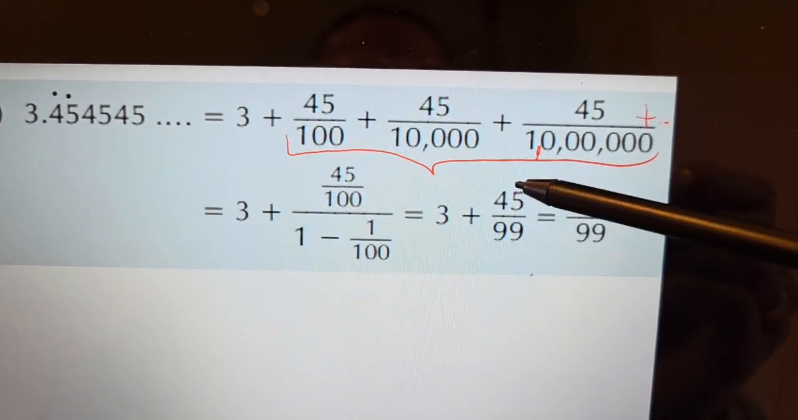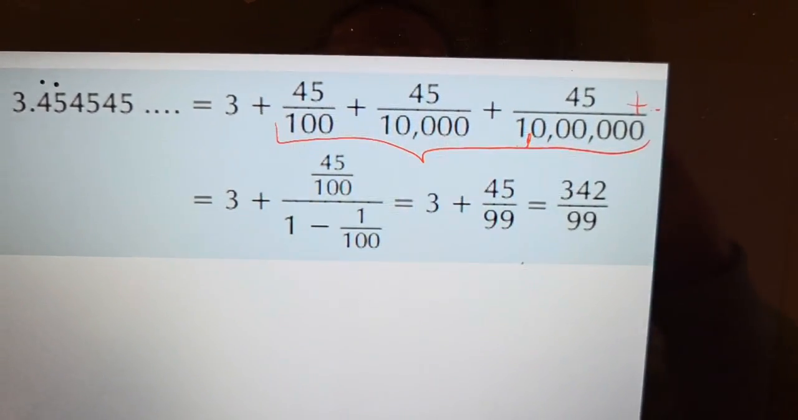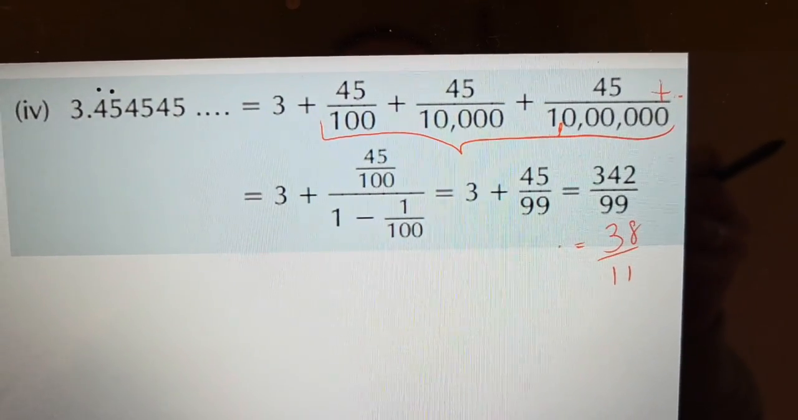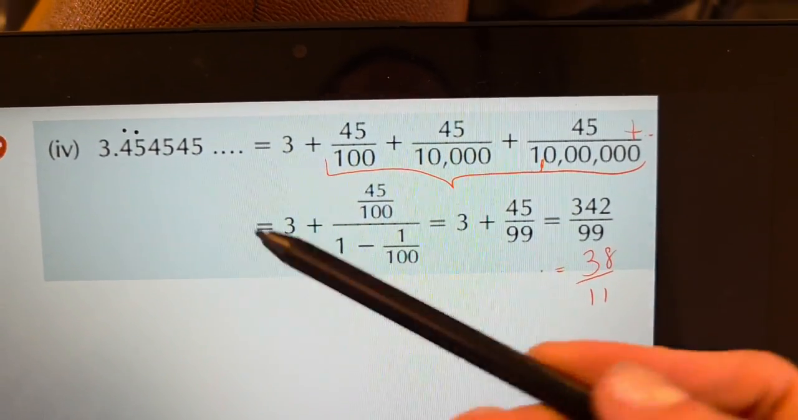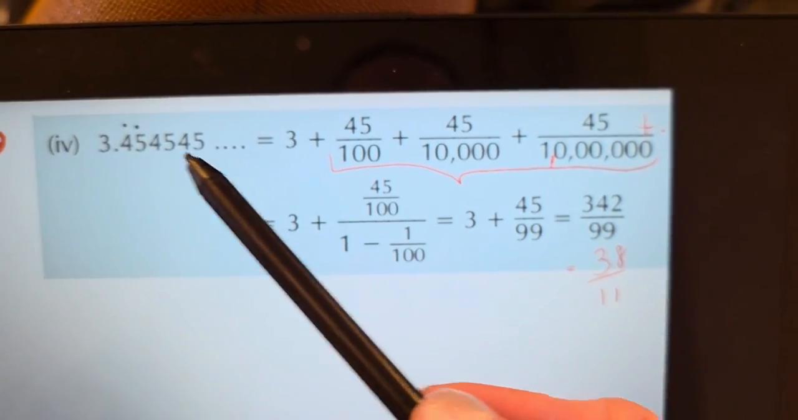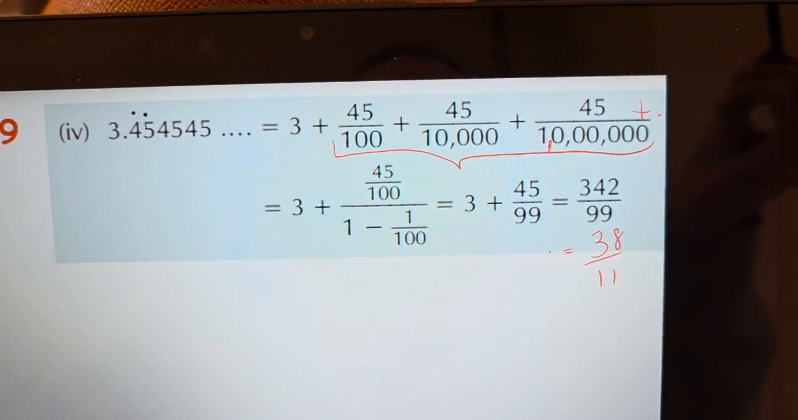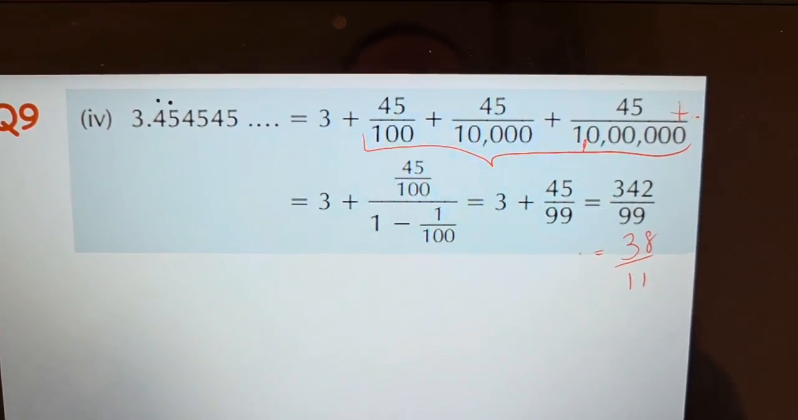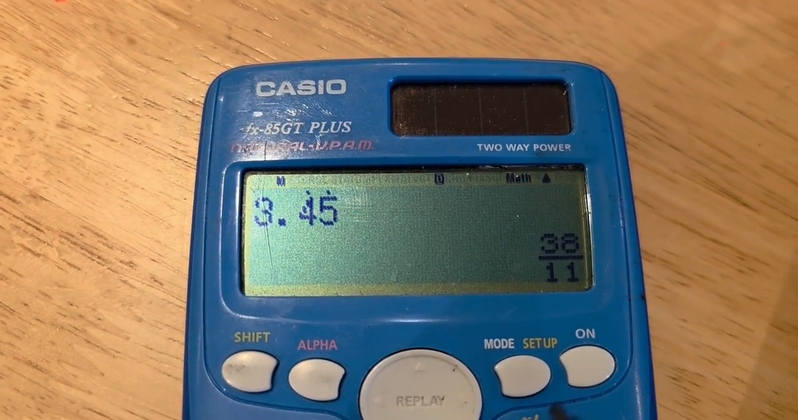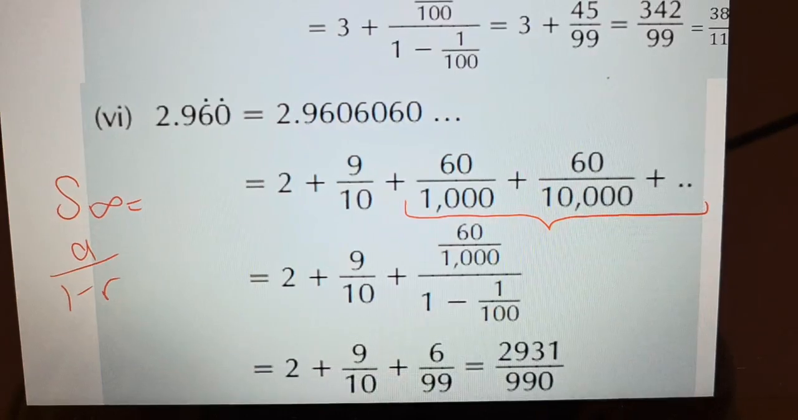So 3 whole units plus 45 over 99, 342 over 99, which breaks down to 38 over 11. So 3.45 recurring decimals breaks down to 38 elevenths as a top of a fraction. Again, I can check on the calculator. Okay, getting back the same fraction.